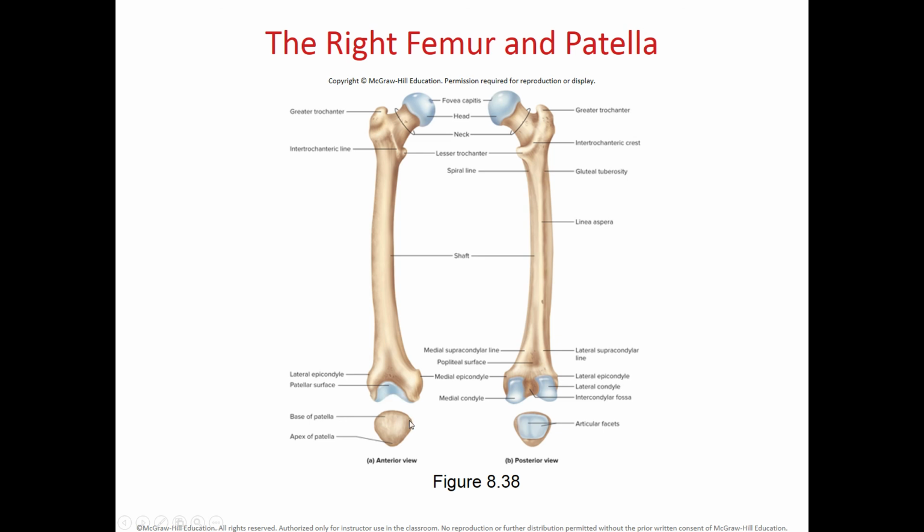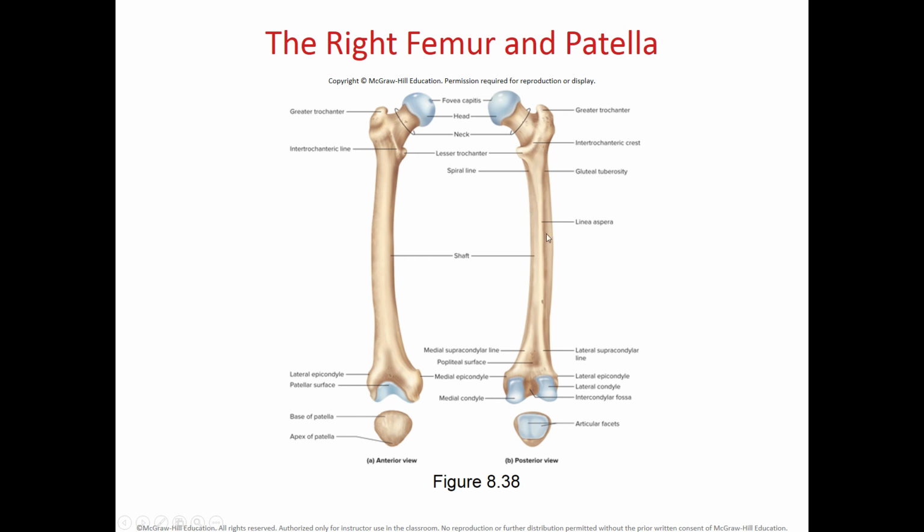Now this is the base of the patella and this is the apex. Posteriorly you can see in the proximal part the greater and the lesser trochanter, the head, the neck, the fovea capitis, and this projection in between the greater and the lesser trochanter that is called the intertrochanteric crest, which is wider than the line. So the line is anterior and the crest is posterior. Following this intertrochanteric crest, this rough projection is called the gluteal tuberosity.